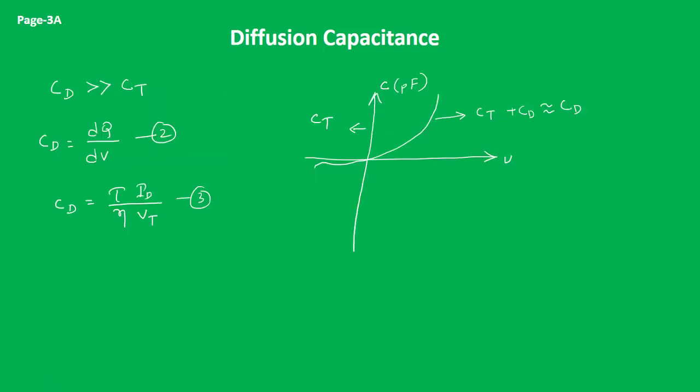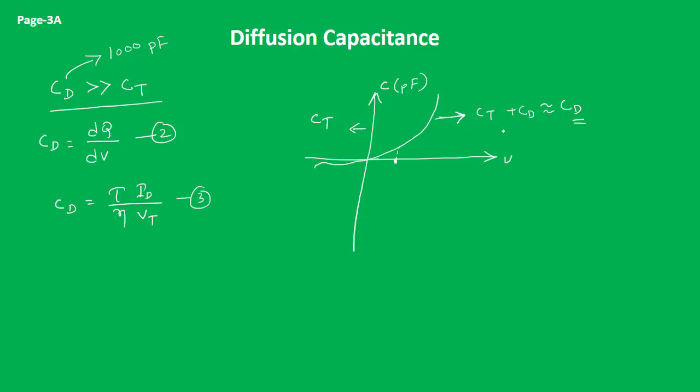Next we have diffusion capacitance. Diffusion capacitance is much greater than the transition capacitance, and it can go up to say 1000 picofarad also. That means we can get the diffusion capacitance in the microfarad range as well. And it is the capacitance during the forward bias. So once the knee voltage is crossed, on this side we have the diffusion capacitance.